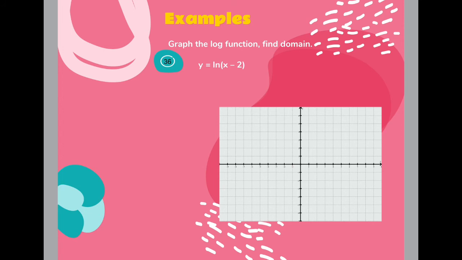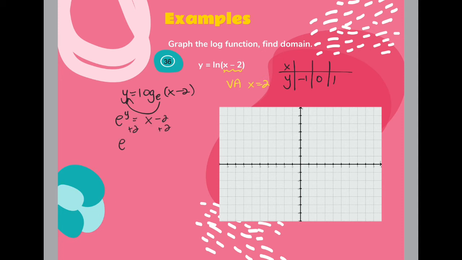Okay, so it's an ln. It has a horizontal shift here, so my vertical asymptote just shifted to the right 2, so this is at x equals 2. I'm going to make my t-chart: -1, 0, and 1. I'm going to change this so it's y equals log base e of x minus 2. E is going to come over and pick up the y, and then I'm going to add the 2. So e to the y plus 2 equals x.